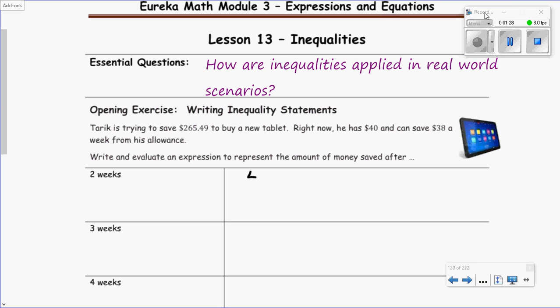So right now he has $40. If he saves $38 a week, then 38 times 2 is going to tell us for 2 weeks how much he has, plus that 40 that he started with. So that means after 2 weeks, he'll have that original $40 plus $38 the first week, $38 the second week. So that's 76, and when I add them together, I get 116. Does he have enough? No, definitely not yet.